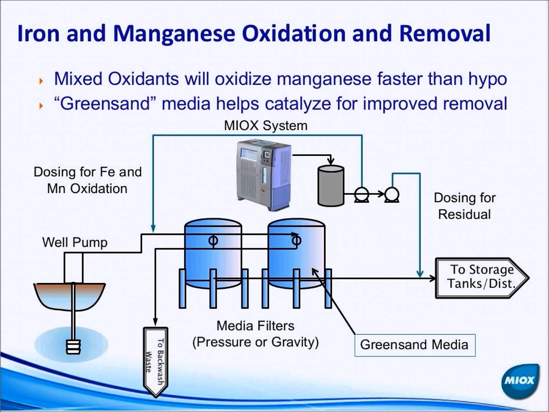So again, the process looks very much the same. You would dose prior to it to start to oxidize, you take advantage of that catalytic effect to be able to have a very fast reaction in the filter media, and then you may dose again afterwards out to your distribution tanks.